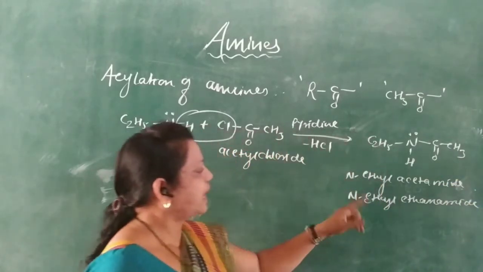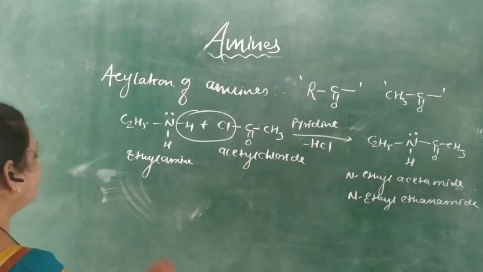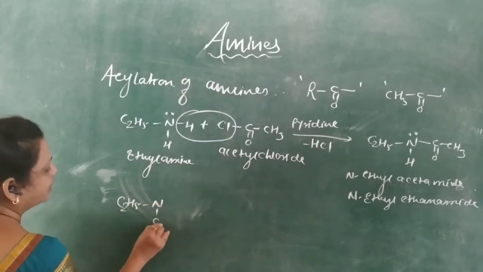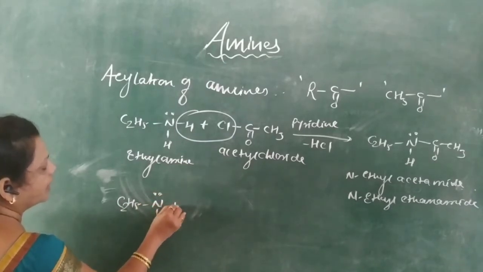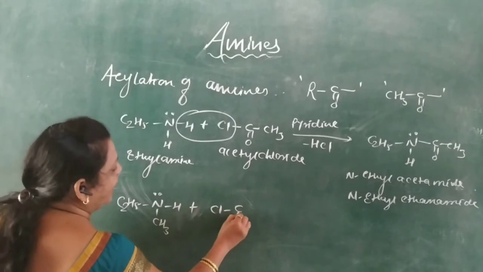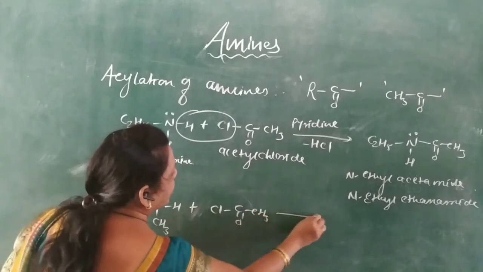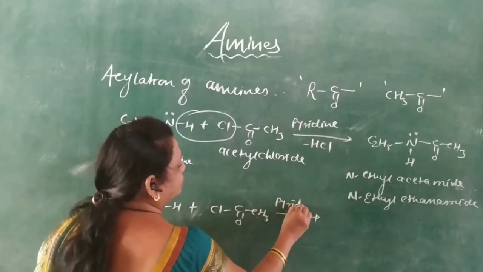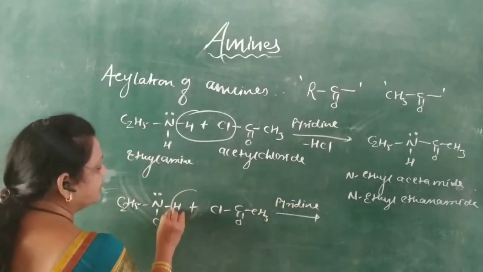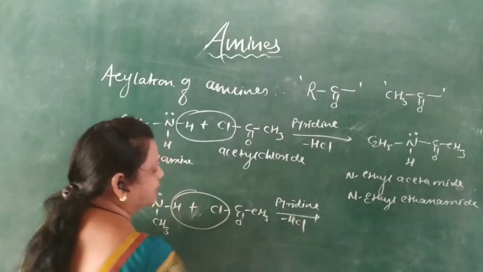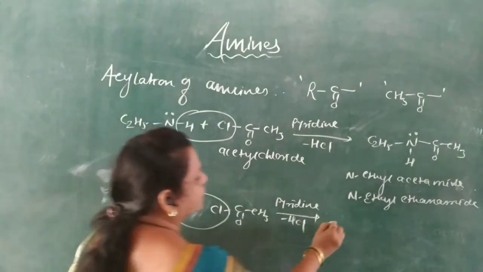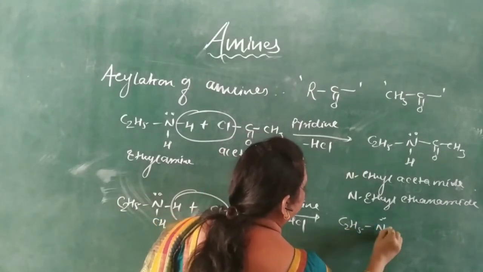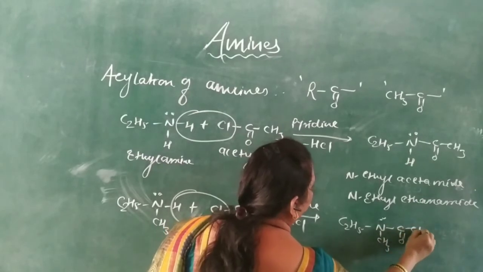Okay. So this is an ethyl ethanamide. If the secondary amine, ethyl methyl amine (C2H5NHCH3), reacts with again acetyl chloride or acetic anhydride in presence of pyridine, then the H combines with Cl, minus HCl, and the CO combines here. So here C2H5, here CH3, and here C double bond O CH3.